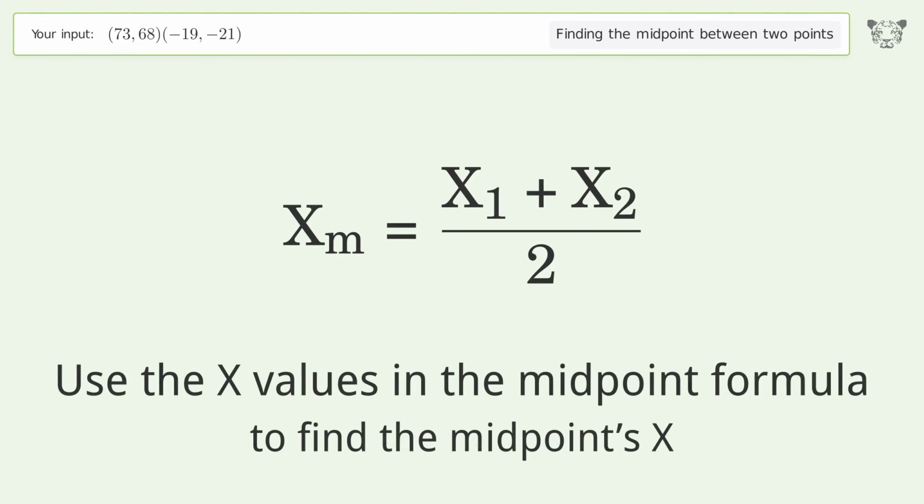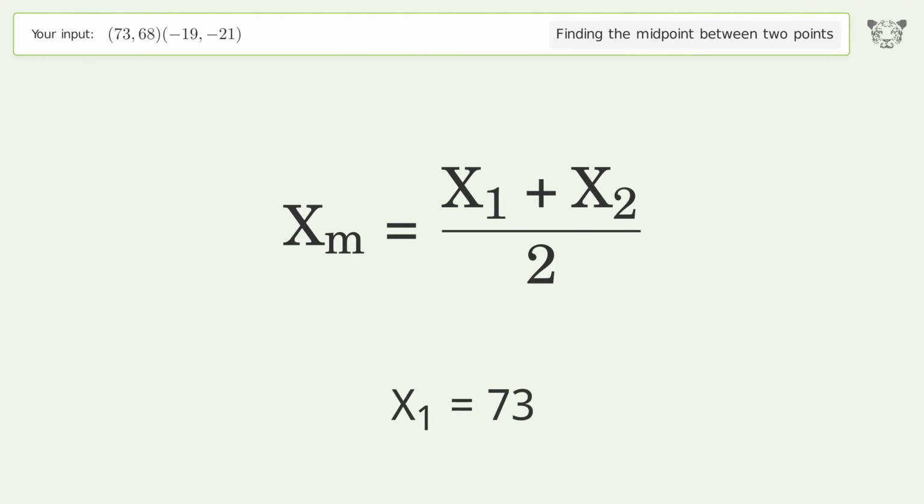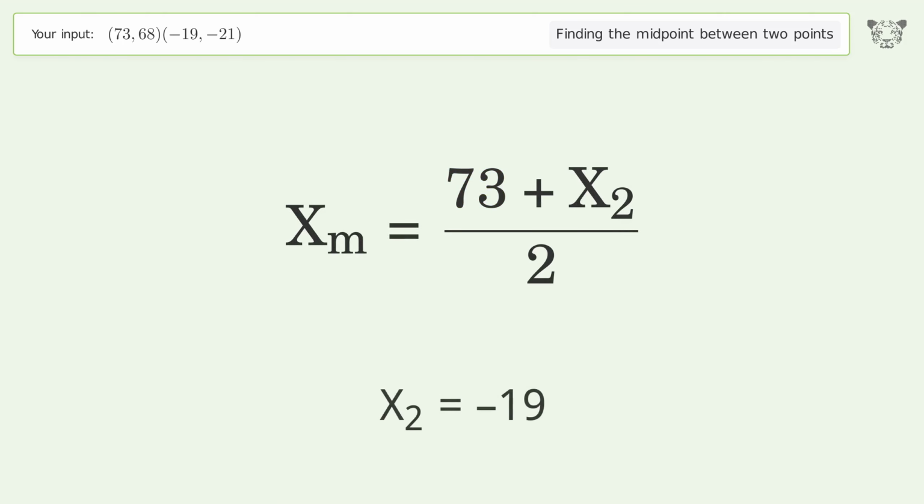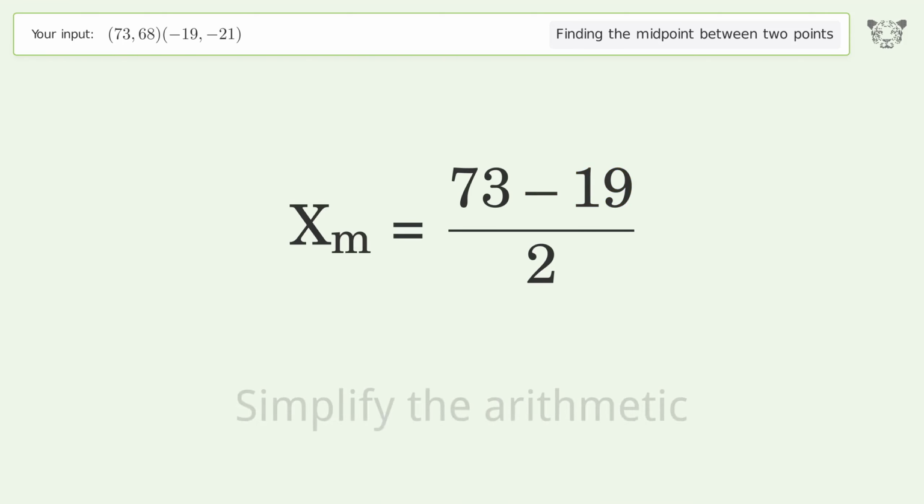Use the x values in the midpoint formula to find the midpoint's x. x1 equals 73. x2 equals negative 19. Simplify the arithmetic.